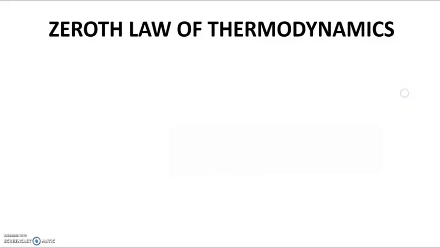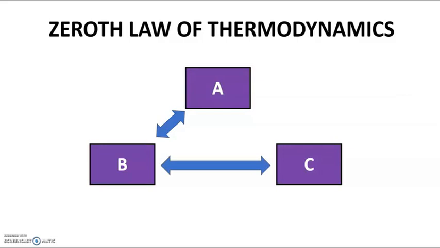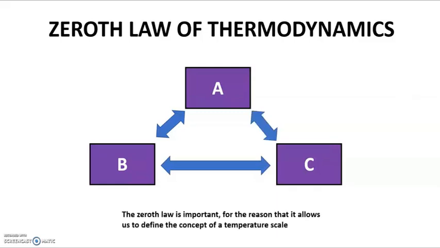Okay, so the zeroth law of thermodynamics says that if system A is in thermal equilibrium with system B, and system B is also in thermal equilibrium with system C, then system A and system C are also in thermal equilibrium. The zeroth law is important for the reason that it allows us to define the concept of a temperature scale.